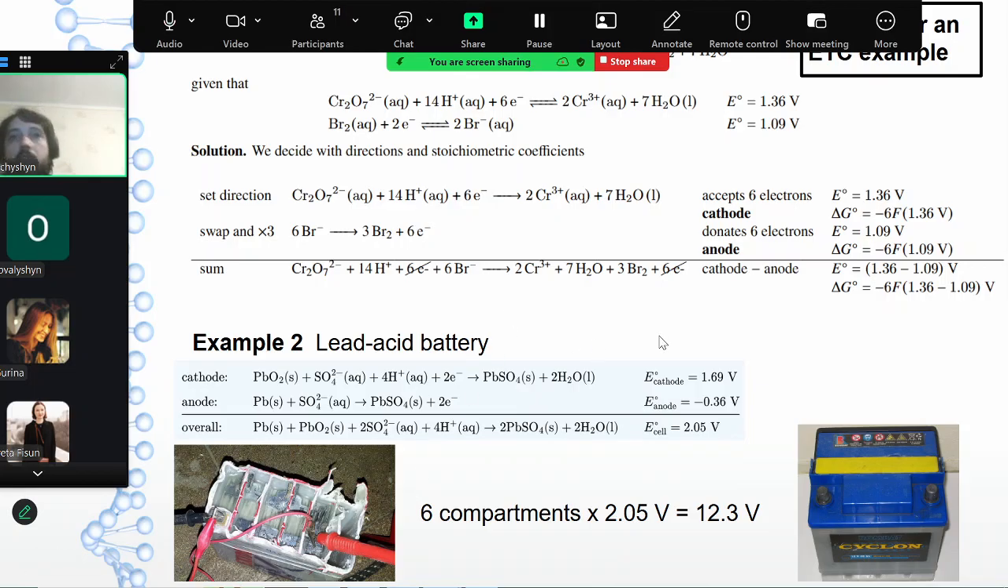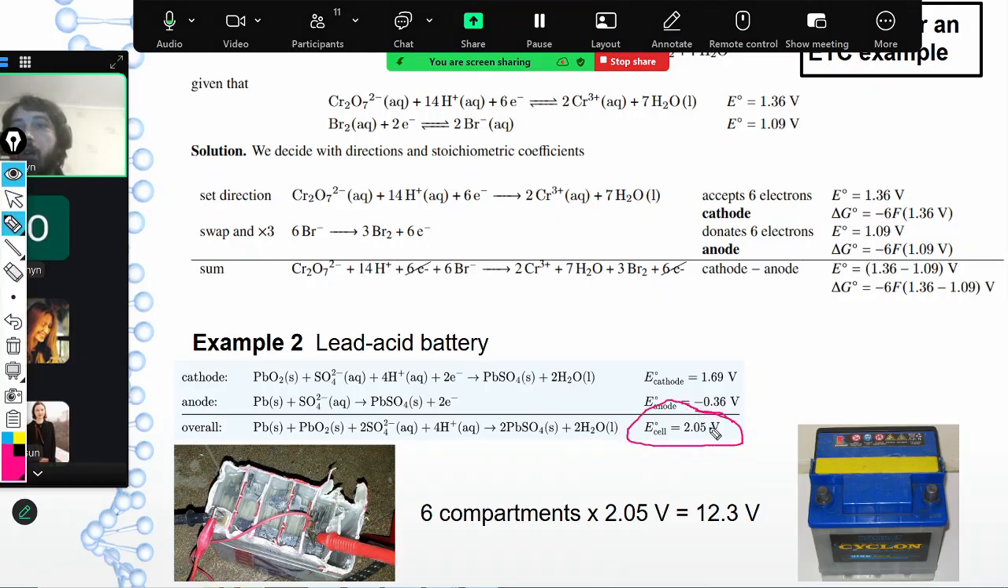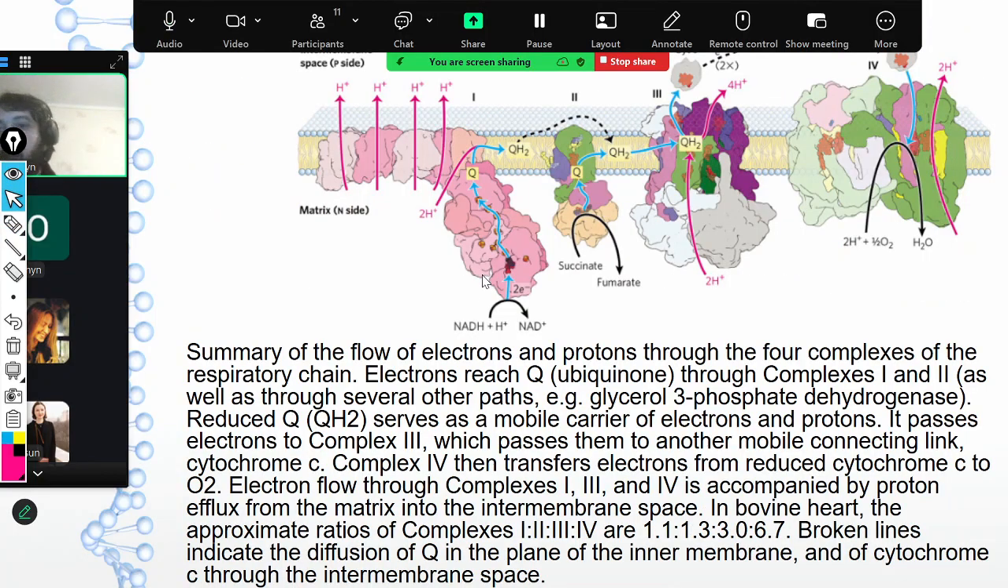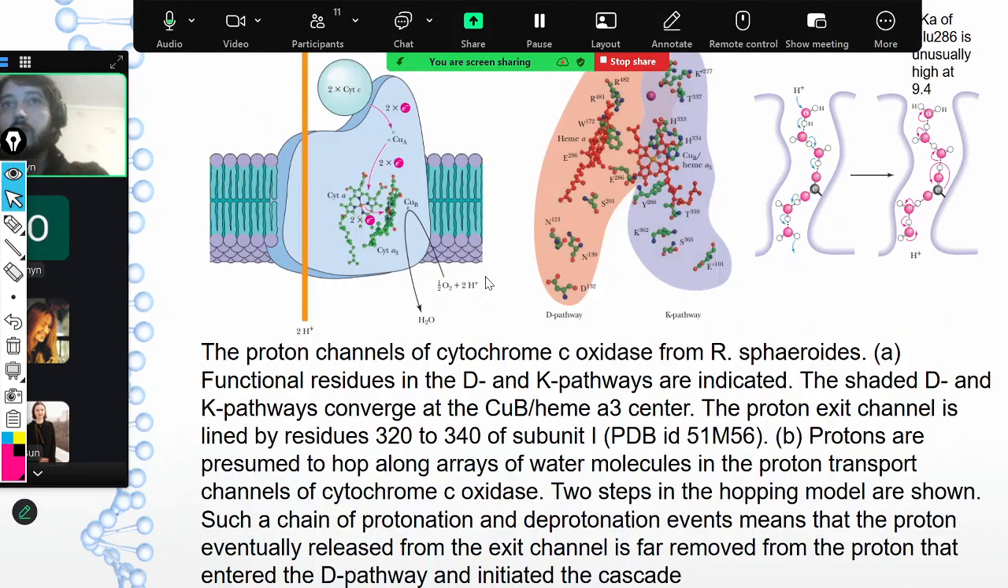Here is some other example for the lead acid battery. I hope that you have seen them. So this is cathode, anode, and the overall for E cell you get 2 volts basically. Of course you can say, well, these batteries are mostly 12 volts, but if you look inside you see here 6 compartments, and each compartment generates 2 volts. So being correctly combined in a series, I guess, you will get 12 volts overall. So that's what we get.